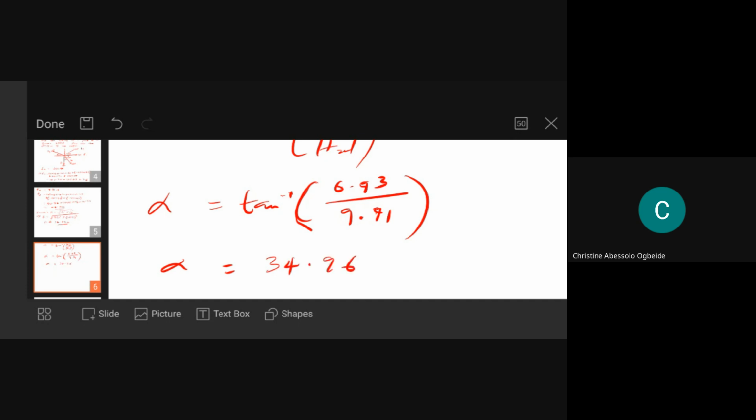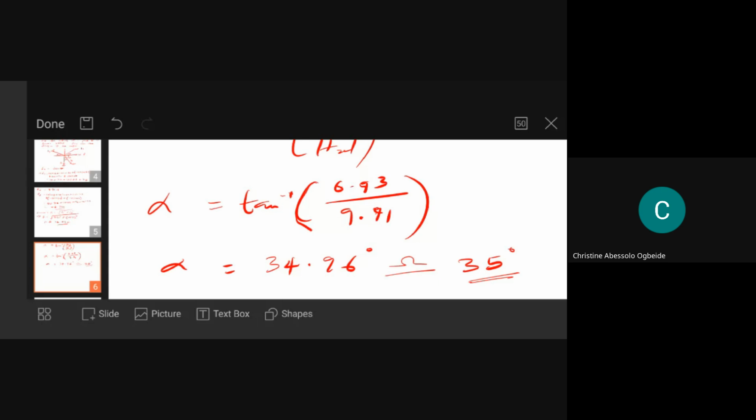34.96 degrees. So permit me to approximate this to 35, the nearest whole number, 35 degrees. And this is my direction. The next thing I'm going to do, I'm done solving the question. So I found the direction. So the resultant force we found is inclined at an angle of 35 degrees with the horizontal. You see that?